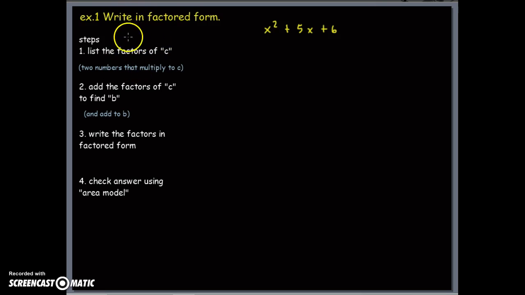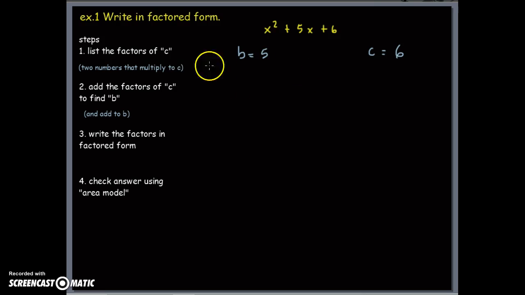So here we have the example in factored form, and we've got our quadratic in standard form where we've got x squared plus bx, so b equals 5, and plus 6, and we know that 6 is c. So what we're going to try to figure out is what two numbers multiply to give us 6, but when we add them together give us 5. And that's what these steps are going to cover.